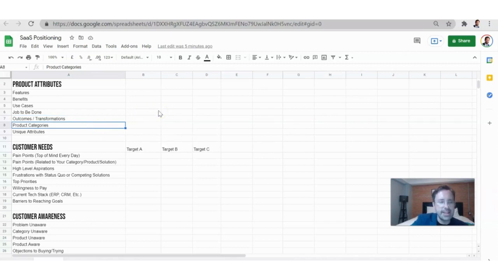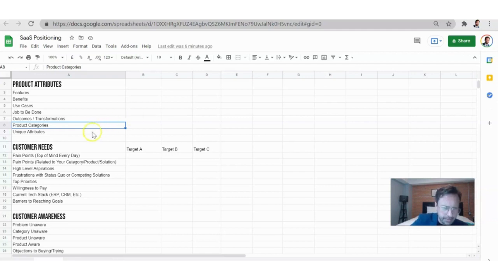You also need to think about the categories that you're participating in. So there may be existing product categories. You can go to Capterra, G2 Crowd, etc., see what those categories are. And later, when we start looking at competitors, you can start thinking about, well, maybe you can just own the category, right? If there aren't a lot of competitors and you're new and innovative, then the category may actually become your positioning.